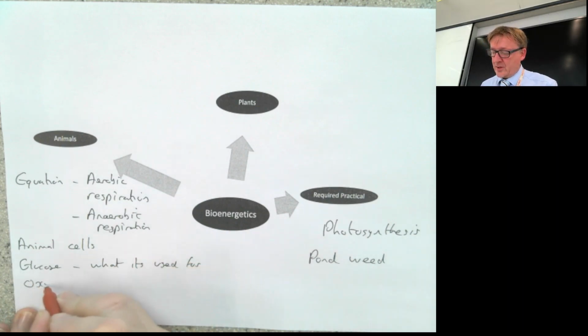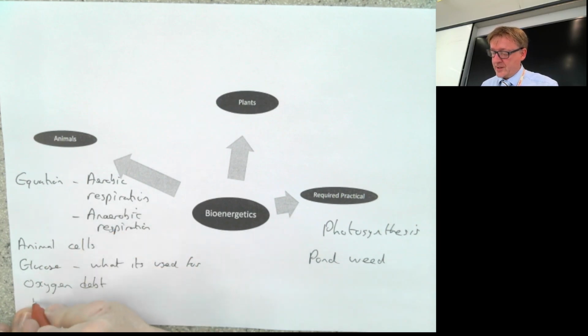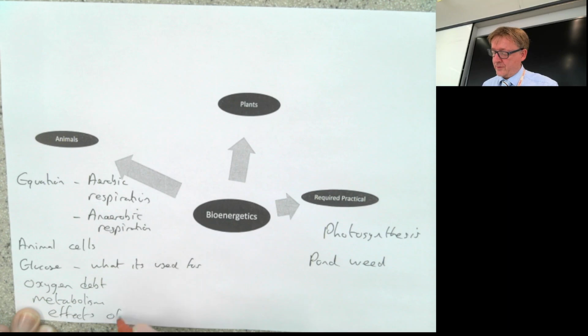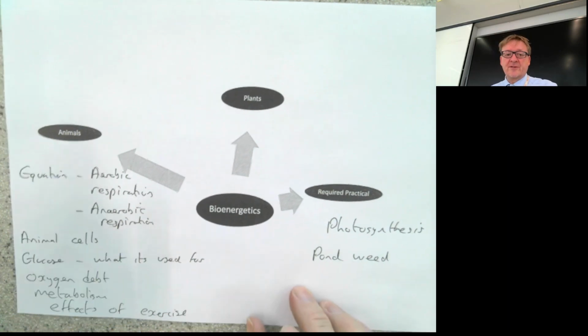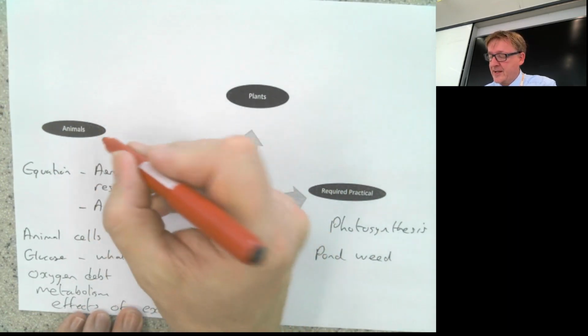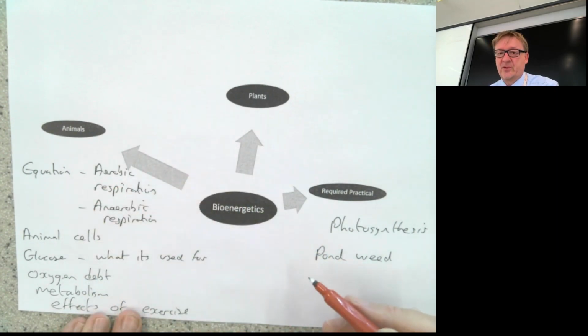You also need to know about oxygen debt, which links into your anaerobic respiration. You need to know a definition of metabolism and the effects of exercise. So each one of those different individual parts, there's quite a lot of information that is then needed, right? But again, from an animal's point of view, in the bioenergetics topic, you need to know information about all of those.